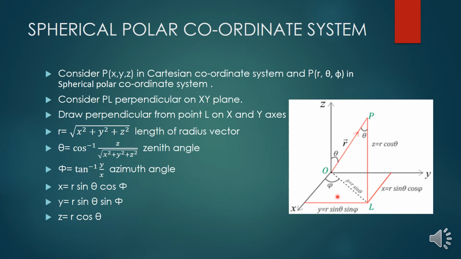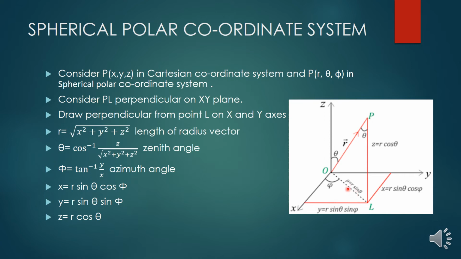So how do we obtain the relationship between phi and the x, y, z coordinates? For that, let us draw a perpendicular from L on the x-axis as well as on the y-axis. As we have learned, z is equal to r cos theta. Similarly, in this diagram, rho, the distance between O and L, is equal to r sin theta, because OL is the side opposite to angle theta. So rho is equal to r sin theta.